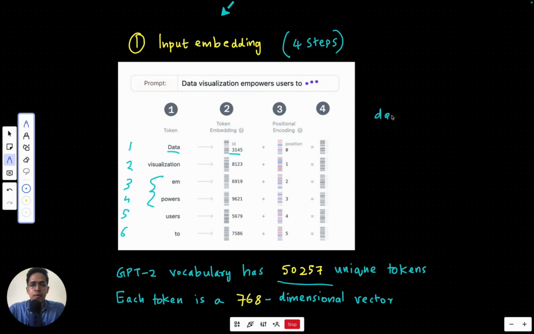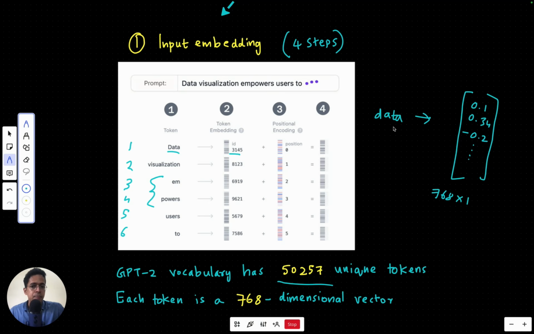This data is converted into a vector representation, which is the numerical representation of this English word. And the dimension of this is 768 by 1. And this could be something like 0.1, 0.34, minus 0.2, whatever. These are a bunch of numbers, and there are 768 numbers in the representation of this vector, of this word. And this word is basically the token. And this particular token has an ID 3145. So when GPT-2 is referring to token number 3145, it is basically the embedding of the word called data. And the shape of it will look like this, 768.